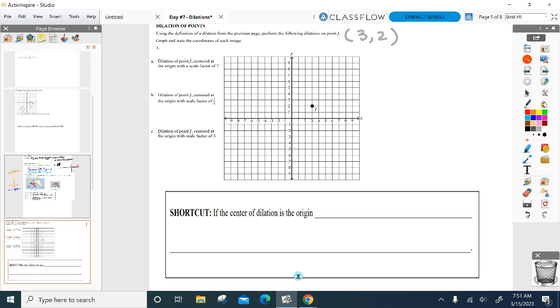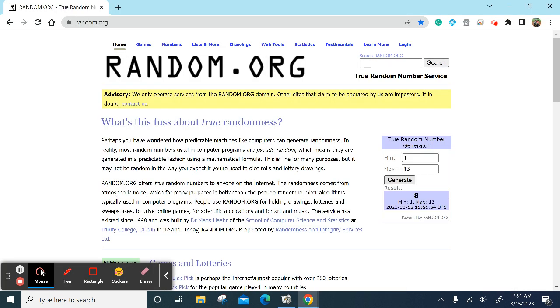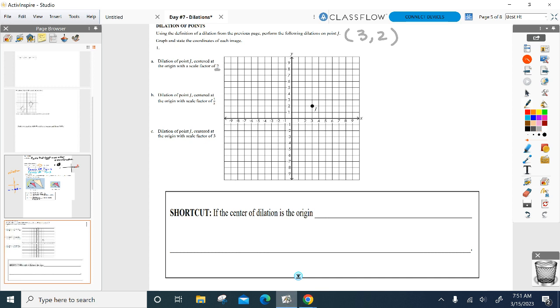All right, you ready to dilate? So part A, dilation of point J centered at the origin. So our center of dilation is (0, 0), the origin. Scale factor of 2. Before we discuss what the actual point is, is J going to get further away or is it going to get closer to (0, 0)? If my scale factor is 2, is J going to get further away from the origin or closer? Further away. Everyone agree, because it's bigger than 1, J is going to get further away. It's going to double its distance away.